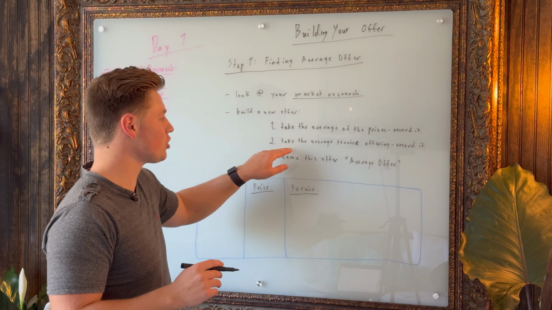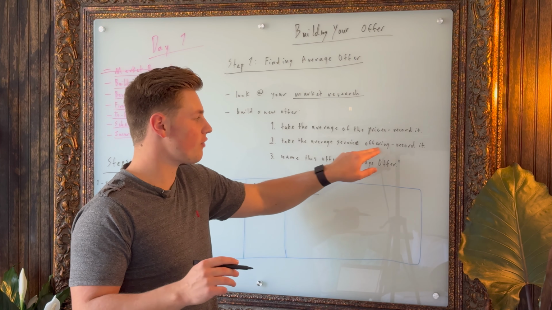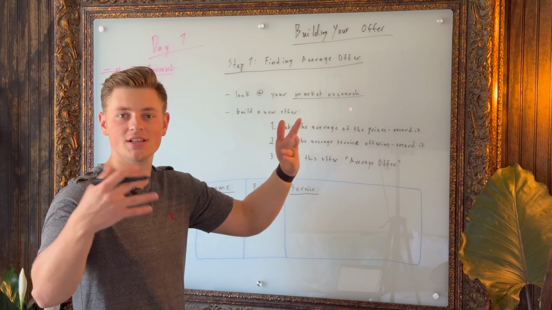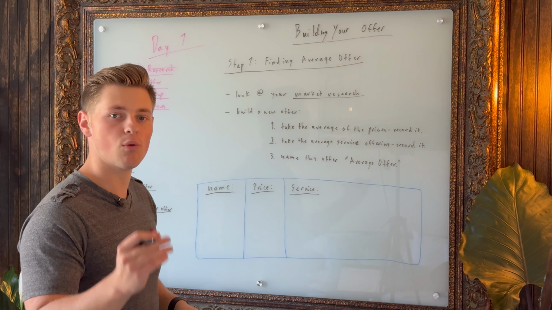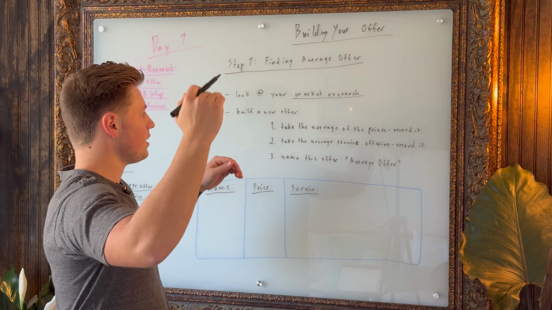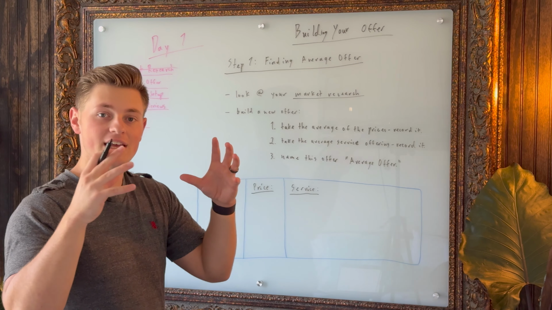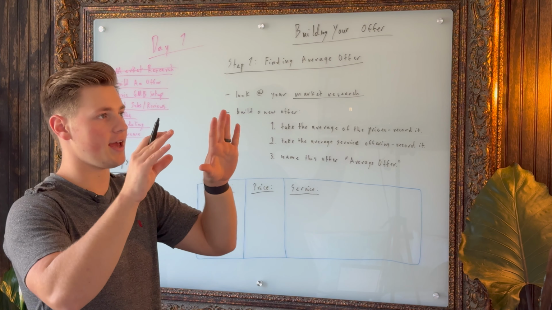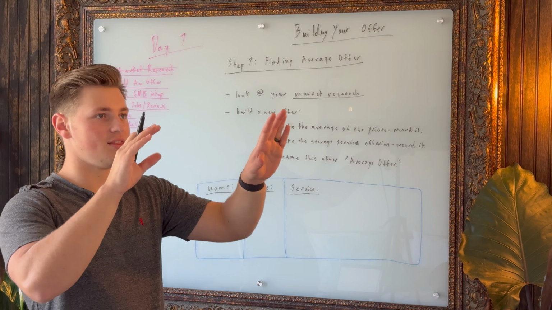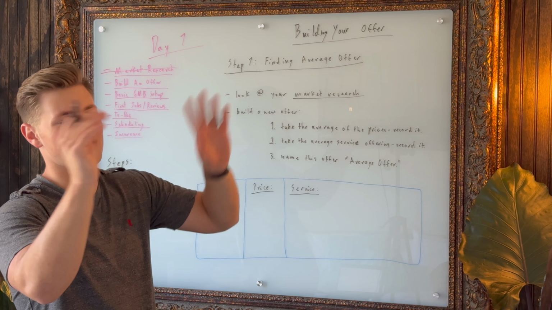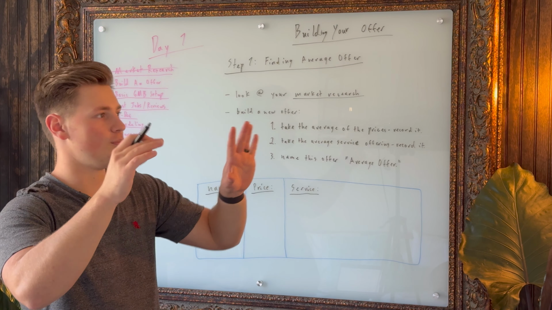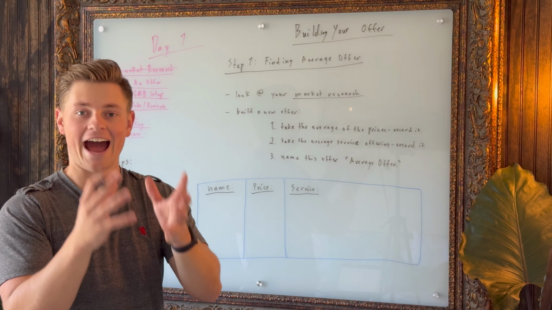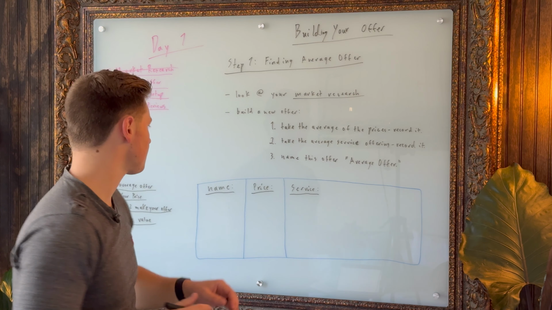Step number 2, I want you to take the average service offering and record it. Now this one's a little bit less mathematical. I want you to look at what all of the different businesses you researched are including in the service offering. And I want you to mentally note, okay, they all include this, a couple of them included it, but really only 1 or 2. Most of them included that. Find what the average company offers.